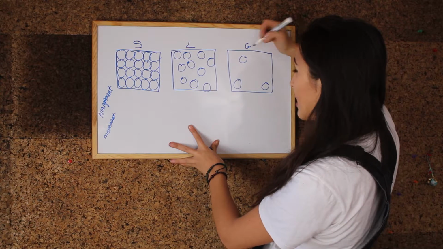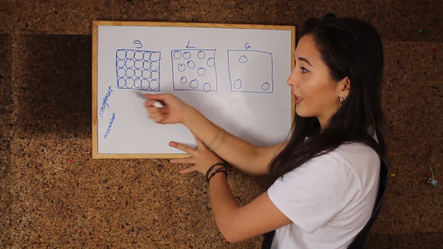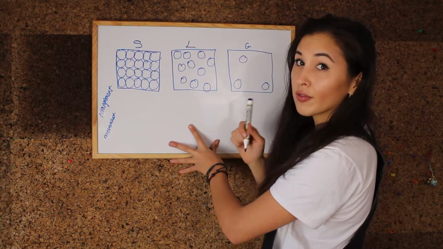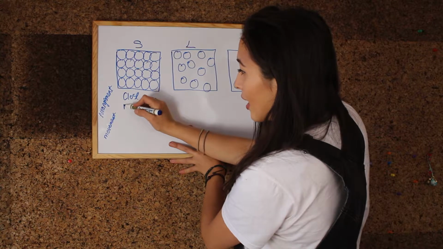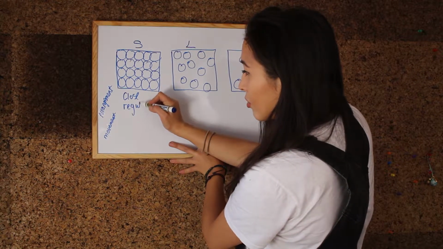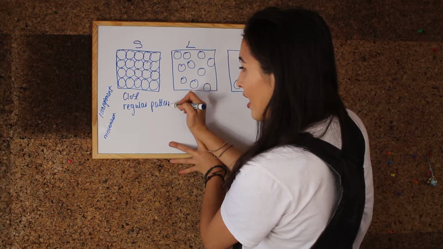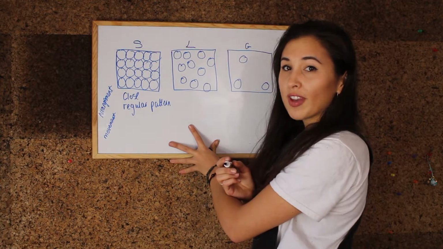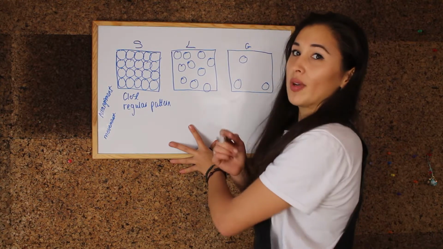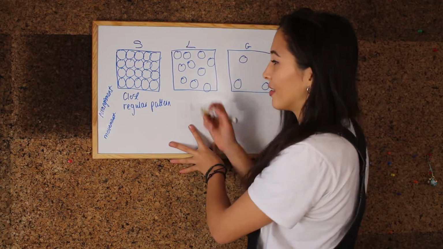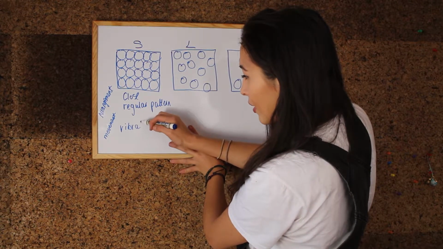So let me quickly explain. Solids, as you can see, the particles are very close, and they're in a regular pattern. In terms of movement, they can't move, they're fixed, they're absolutely stuck there. The only thing they can kind of do is wiggle a little bit, like vibrate, so they can only vibrate in the position that they're in.